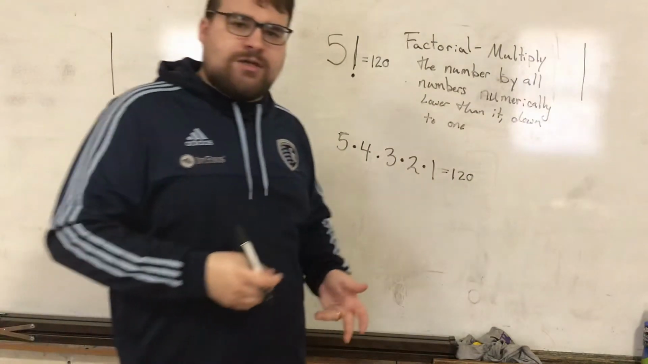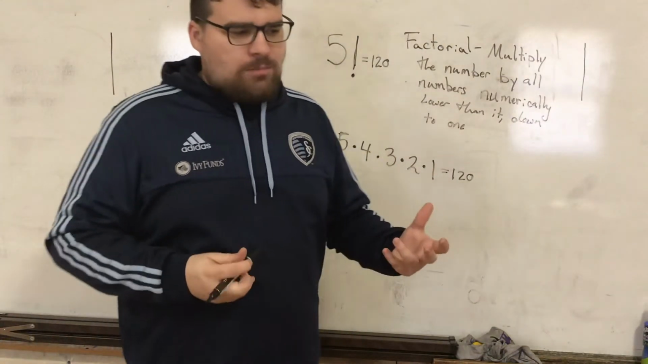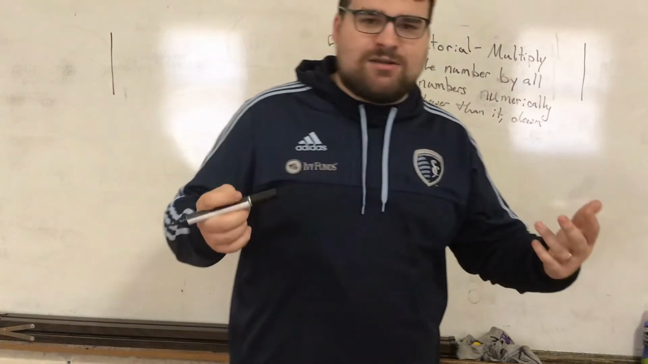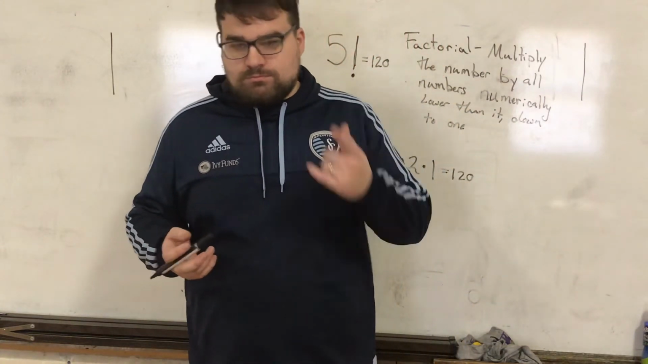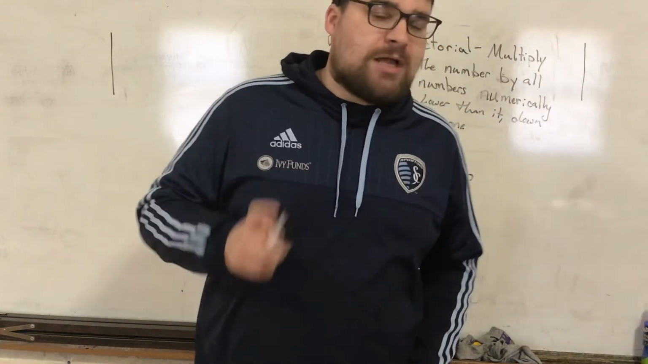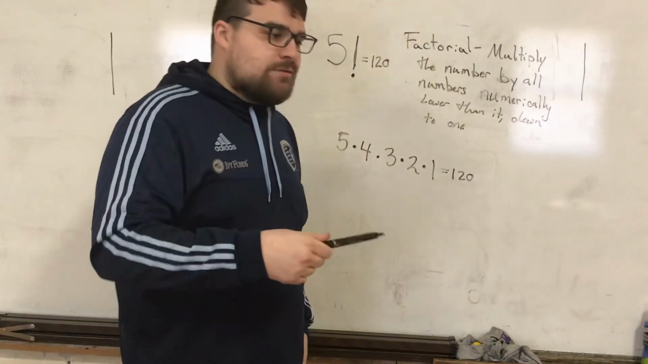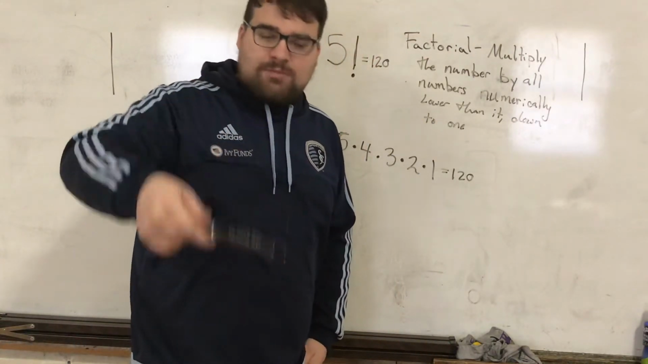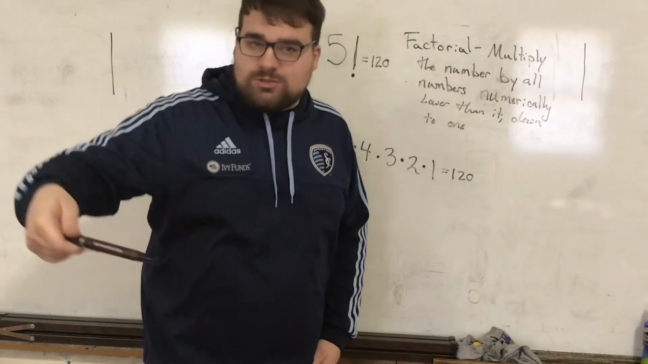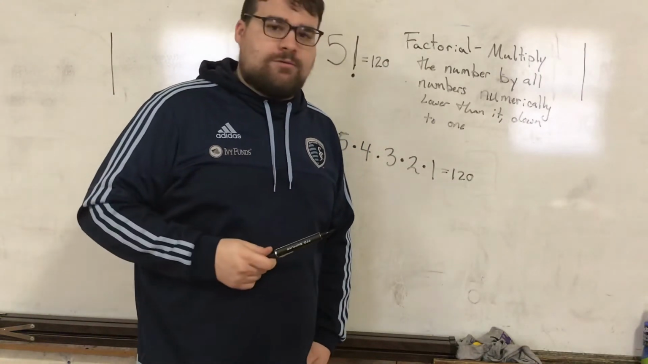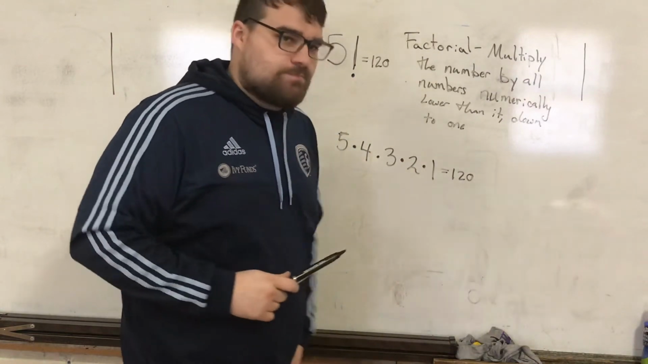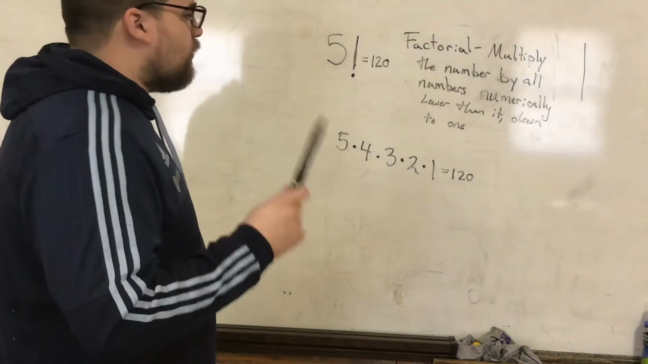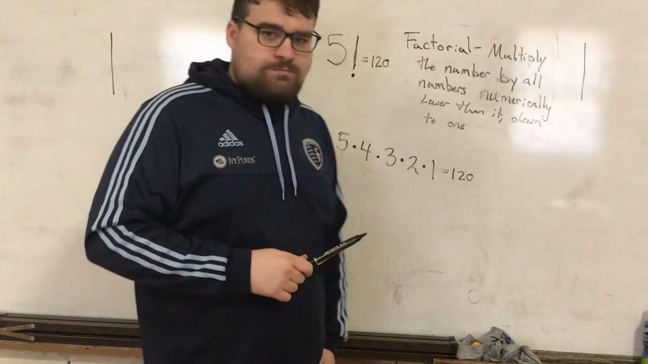So think about this. If you had a problem that said 9 factorial, what would you do? That's right. You'd multiply 9 times 8, times 7, times 6, times 5, times 4, times 3, times 2, times 1, all the way down. All the way to 1. That's what you do with every factorial.